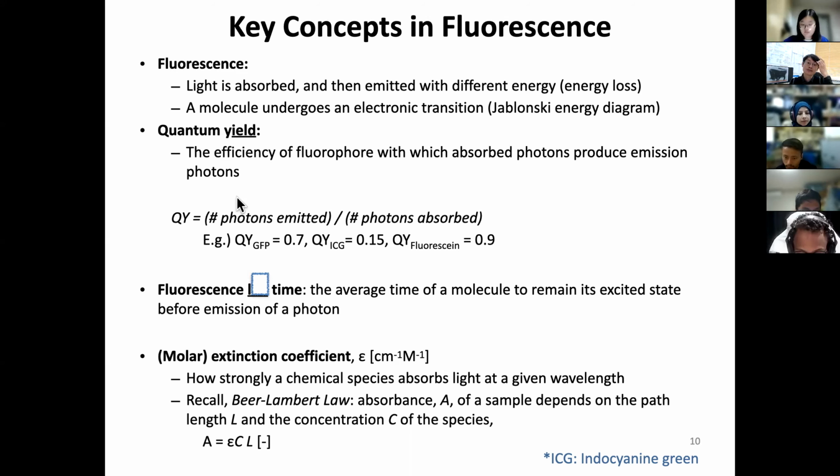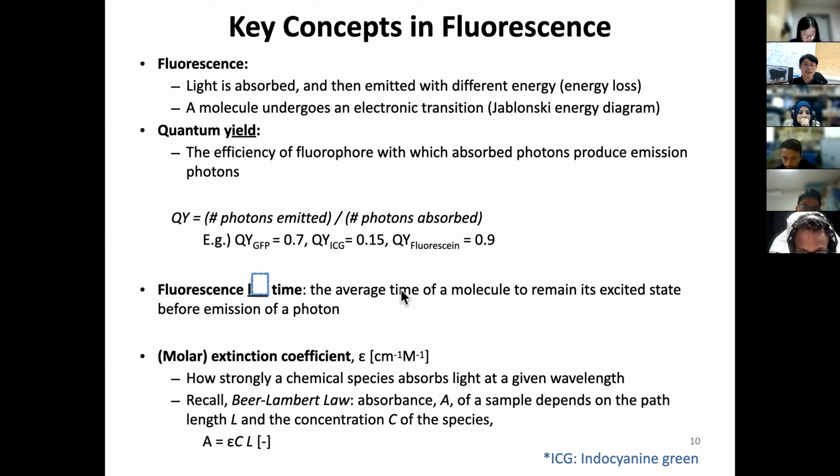And quantum yield is pretty high for GFP, like 0.7. It's 70%, it's efficient. And even fluorescein dye, a typical and relatively economical and very useful one, has even 90%, but ICG has only 15%. So that is the definition of quantum yield.